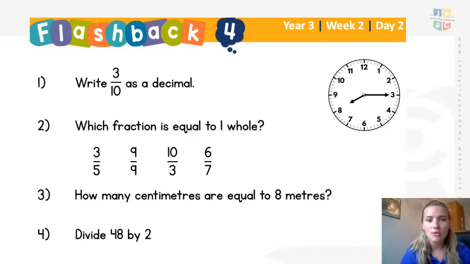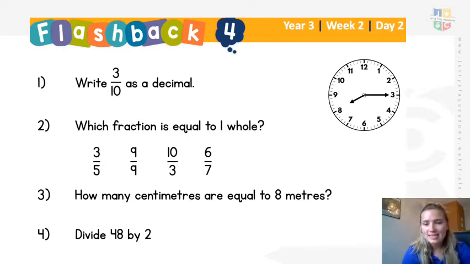Then number 1, you're writing 3/10 as a decimal. So remembering how we turn tenths, where is it going to be on our HTO or further down the line? So how are we going to write this decimal? Then which fraction is equal to 1 whole? I want you to tell me which one is and why it is, but I also want you to tell me why the other ones are not as well, if you can, as an extra challenge.